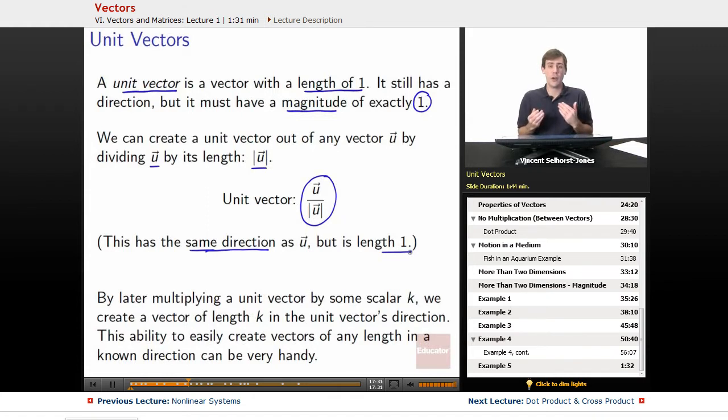Now, the reason why it's so great to have a unit vector is we can take it later and multiply it by any scalar k that we want, and we'll know that we'll have created a vector that is length k, because we started at length 1, and we scale that by k, so 1 times k, and we'll just be at vector length k. And we're going to be scaling in the direction we already started with, so we'll know we'll be in the unit vector's direction. This gives us an ability to easily create vectors of any length we want in a known direction. And this ability comes in really, really handy in a lot of situations, and that's why unit vectors are important.